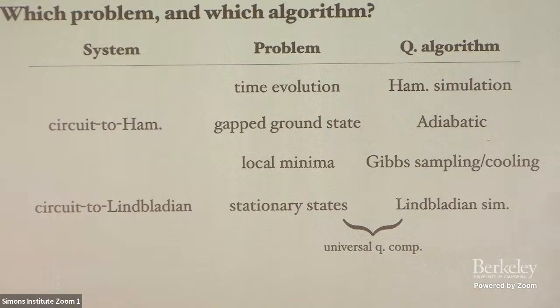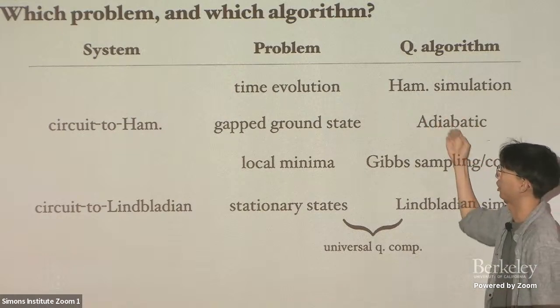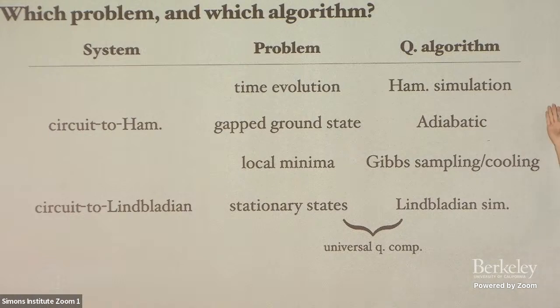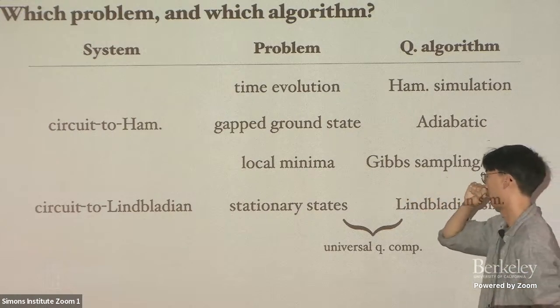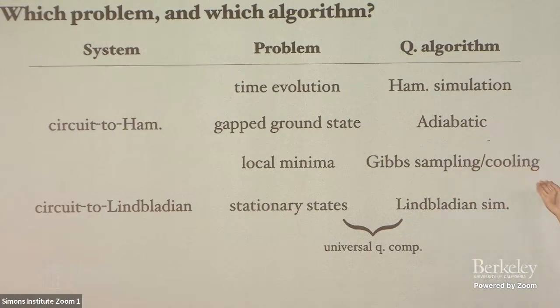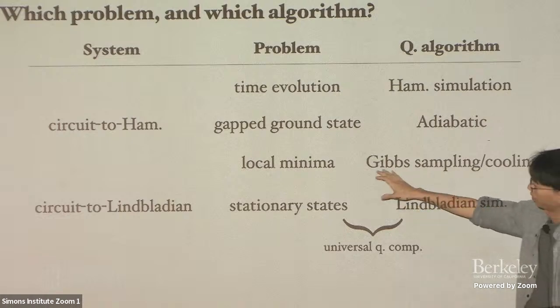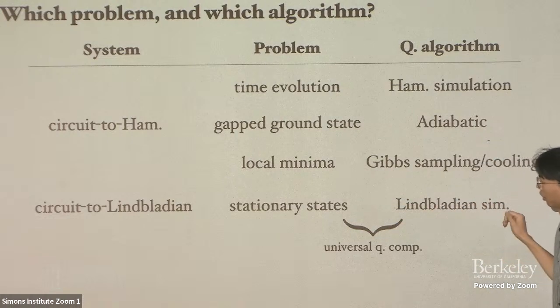And then throughout the years, people just identified these pairs. Time evolution is closely tied to Hamiltonian simulation. Gap ground state is related to adiabatic computation, and local minimum, I think you'll hear about it tomorrow, is closely related to cooling. And a very related thing is the stationary state and Lindbladian simulation. And you see that indeed a lot of the algorithmic developments, people do become these algorithms and just keep developing them.